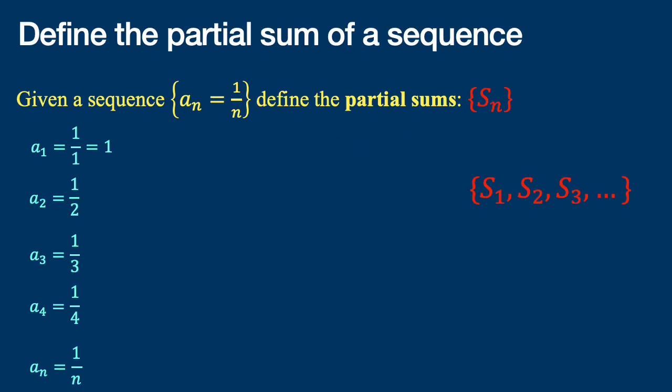Let's define the partial sum of a sequence, guys. Given a sequence a_n, that's the infinite sequence, I want to define partial sums S_n: S1, S2, S3, S4, S5. So I list a sequence. a1 is 1, a2 is 1/2, a3 is going to be 1/3, a4 is 1/4, a_n is 1 over n. I want to define S1. S1 is going to be a1. That's the first term of the sequence. That's going to be 1.